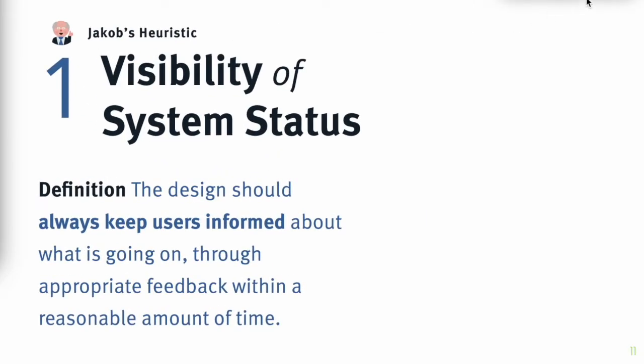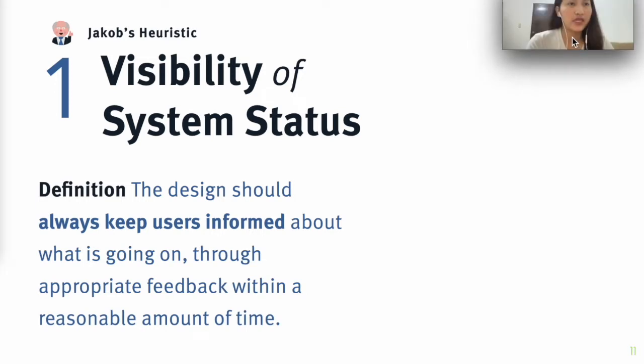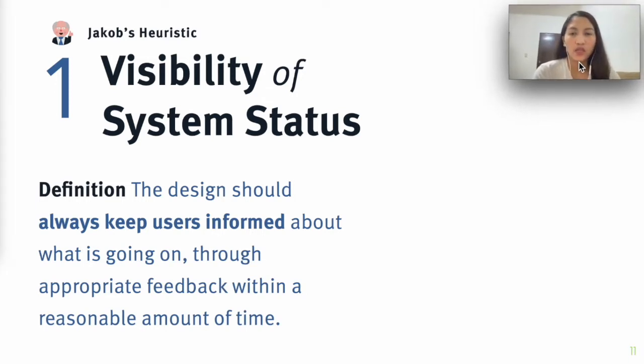So now let's discuss each heuristic. The first one is the visibility of system status. As defined here, when you consider the visibility of system status, the design should always keep the users informed about what's going on through appropriate feedback within a reasonable amount of time.